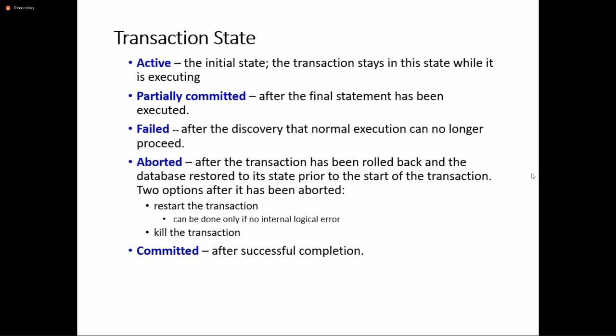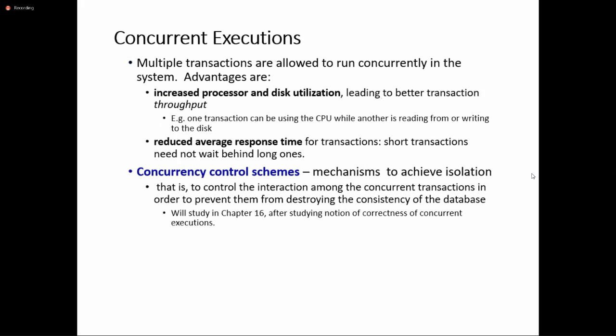Okay, then we study the 5 states: active, partially committed, failed, aborted, and committed. Committed means successful. Already in database programming we studied commit. We use error checking, and if everything is completed successfully, then commit. Otherwise, go to rollback, which kills the transaction.